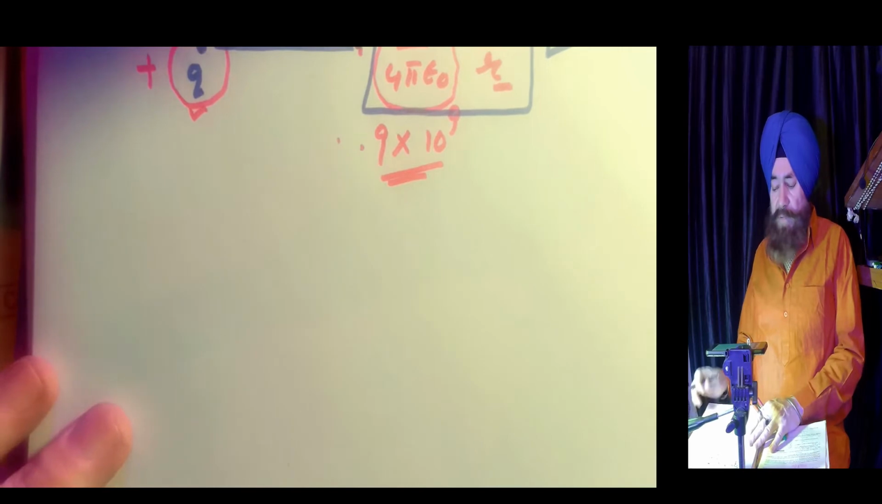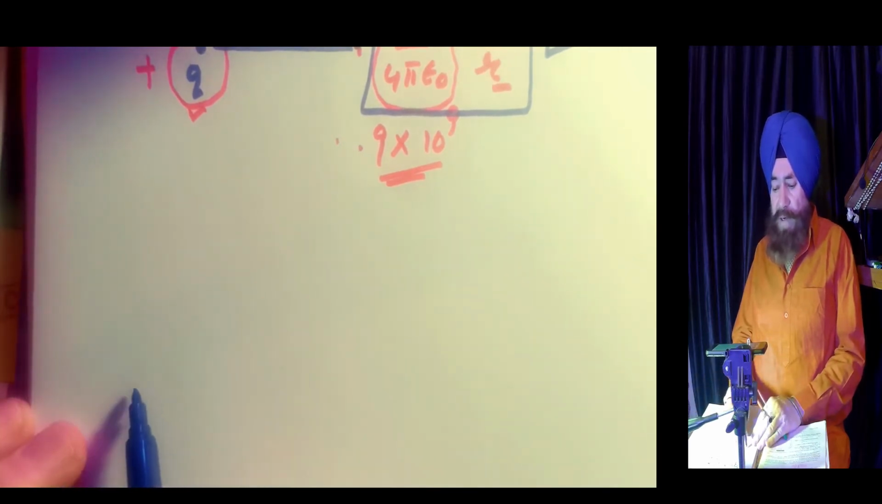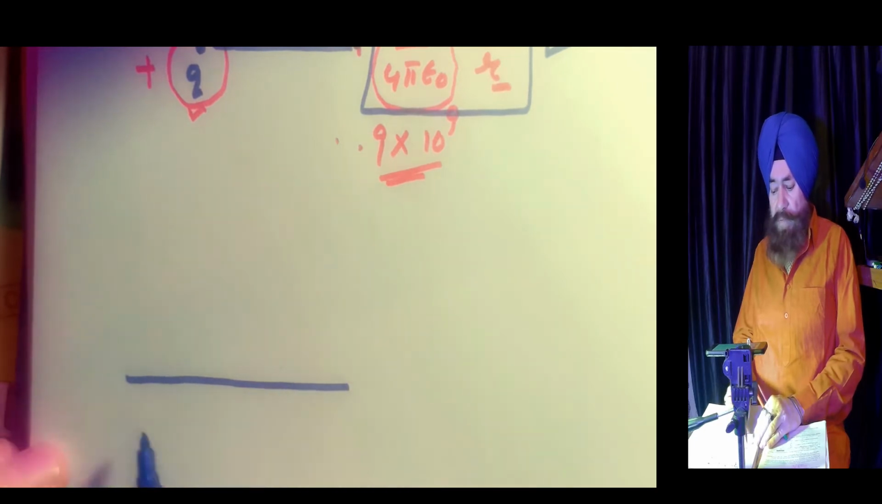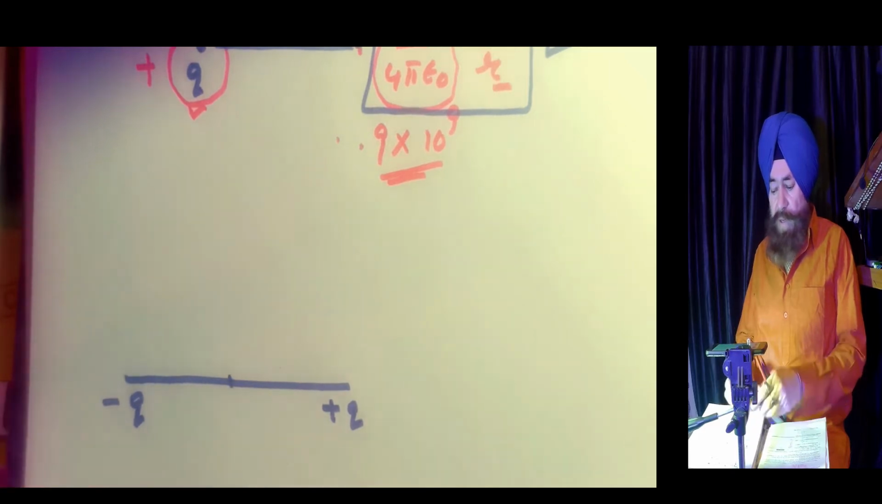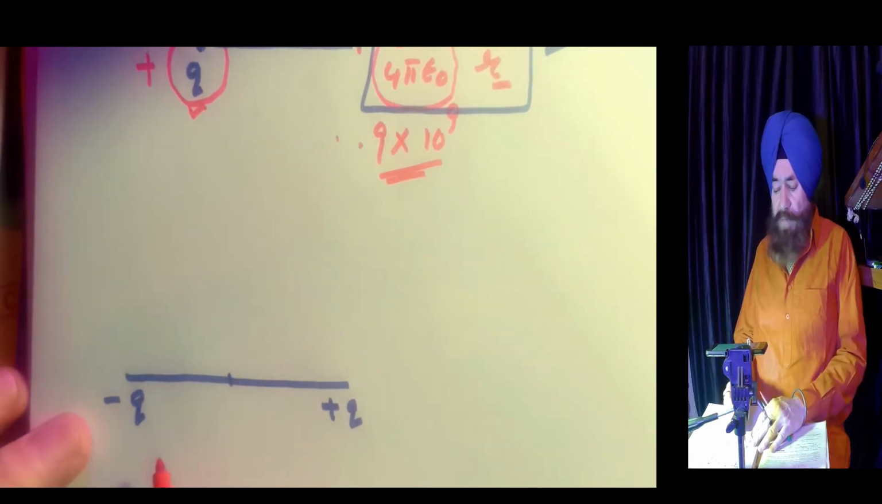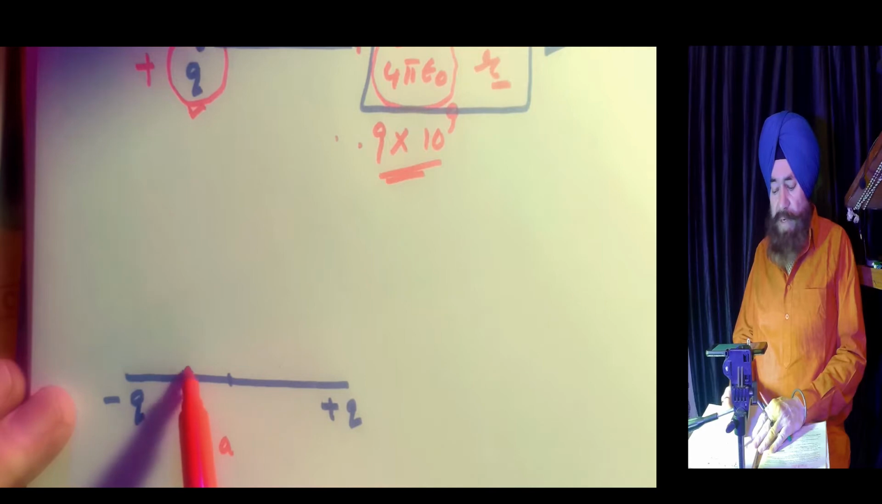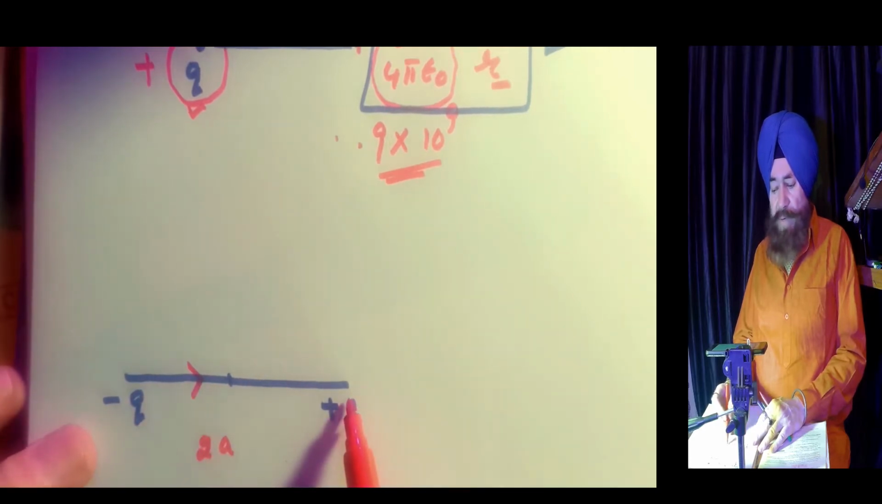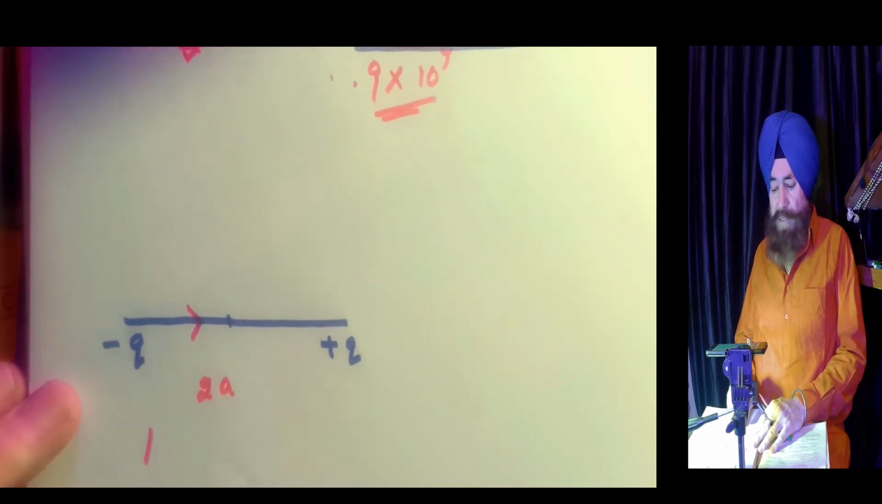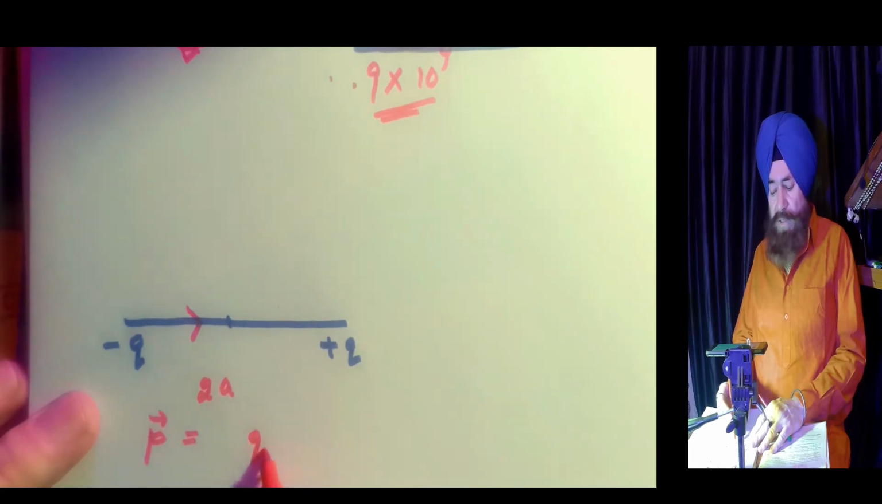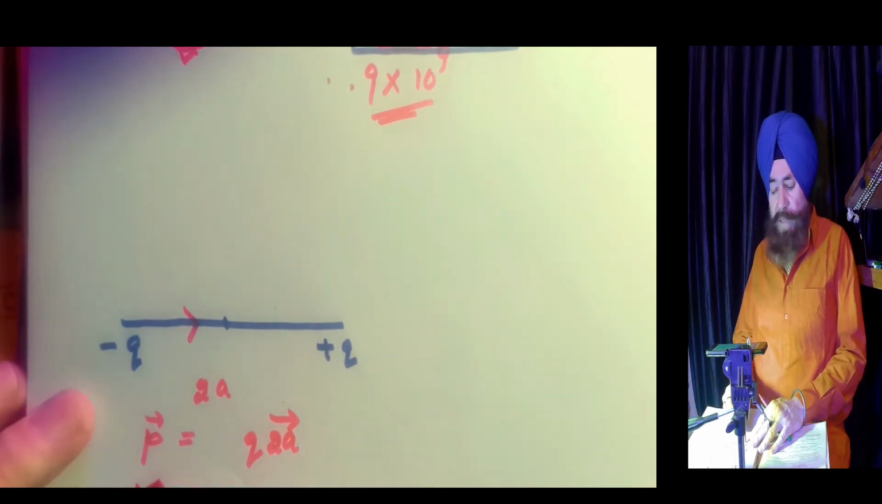Now the problem is, if I'm having a dipole, minus Q and plus Q, and the total length of the dipole is 2a. You know very well what the dipole moment is. It is directed from minus to plus. Dipole moment is a vector quantity, and it is charge into 2a. So dipole moment is charge into the length of the dipole.